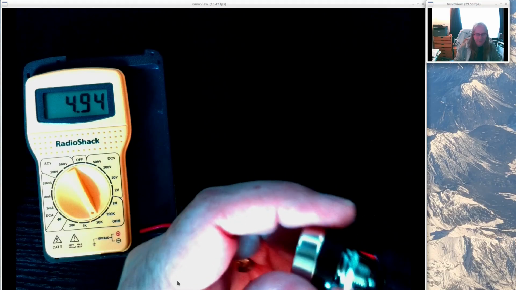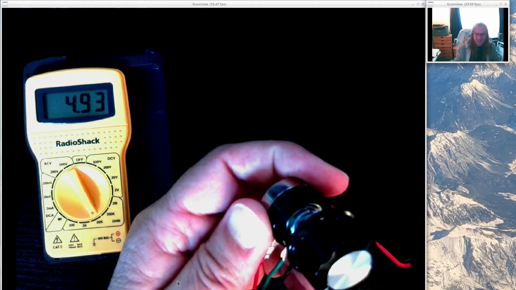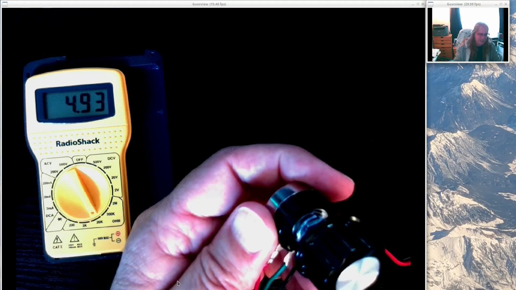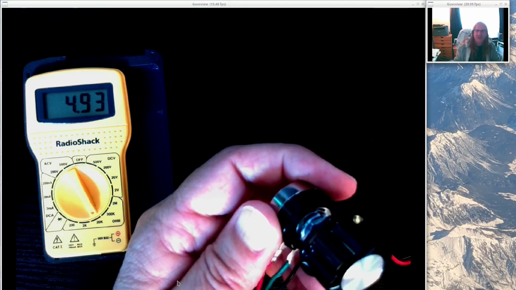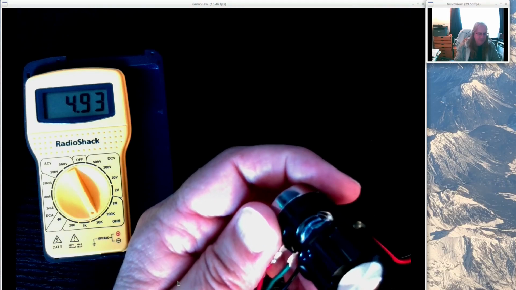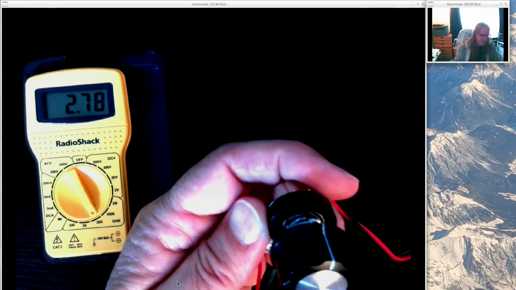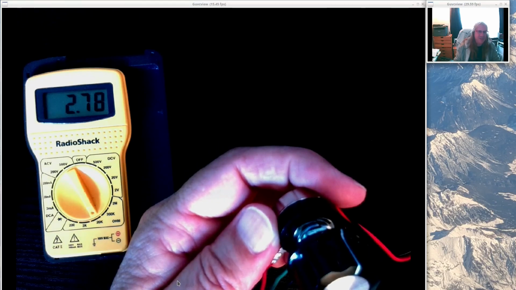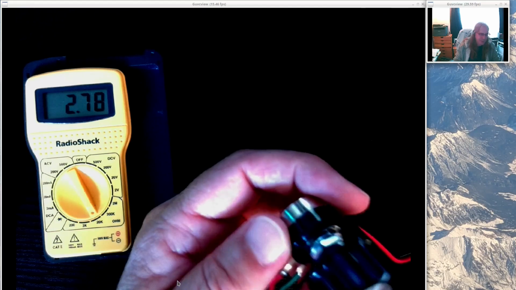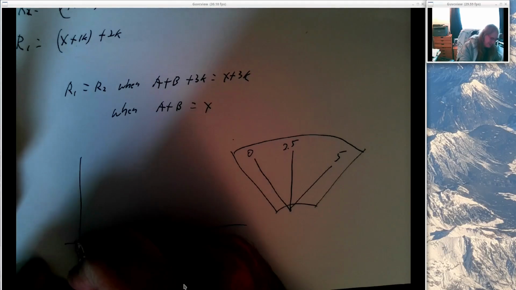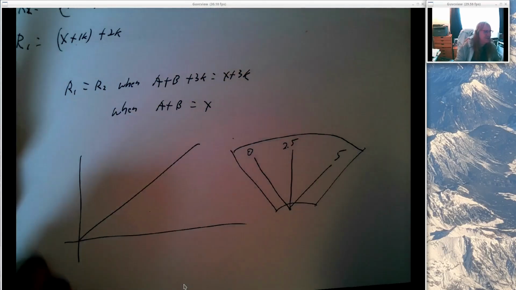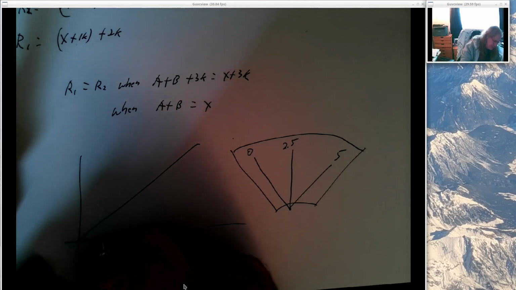So to deal with that, I'm not going to take it all the way to that extreme position. I'm going to call it fully on when I'm somewhere shy of that position. But the other thing I discovered is that these things are not linear. So if I put it halfway between all the way off and all the way on, it may not be halfway between 0 and 5K. And in particular, the linearity is really bad at the extremes. So if you look at graphs from the manufacturer on these things, what you find is that your ideal would be your resistance changes linearly with position, but in fact it's something like this.